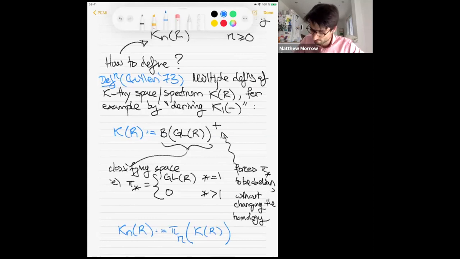And to be careful for pedants, I should throw in a copy of K0 of R into this space just so that I get the right result on K0. But for the higher homotopy groups, this is not relevant. The idea is really this: you derive this K1 construction by forcing the homotopy groups of BGLR to be abelian, and this produces all these wacky classes in higher degree that we don't understand, but which seem to be amazing.